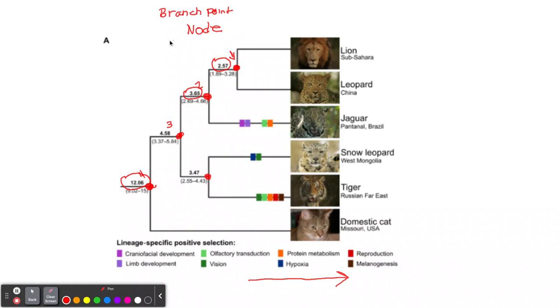So the branch point, the node, the most recent common ancestor, whatever that animal was, 2.5 million years ago. If we looked at this animal over here, whatever it was, as it evolved, there would be a branching point going this way and a branching point for domestic cats going this way. And this line here is called the evolutionary lineage. Lineage, linear, meaning straight.